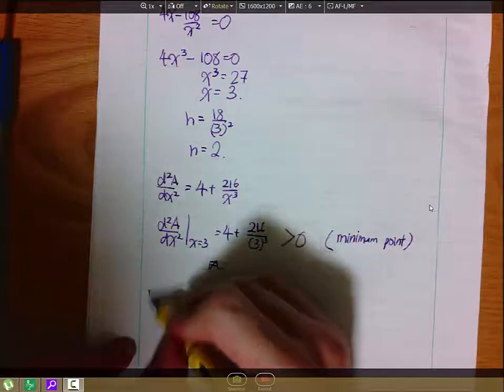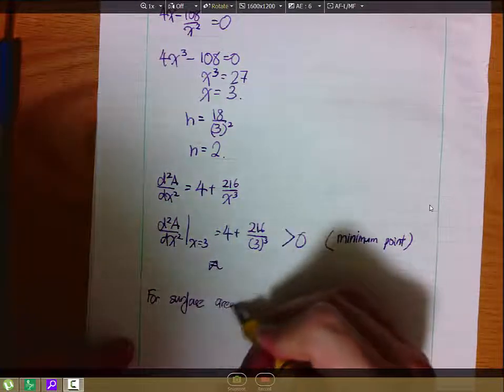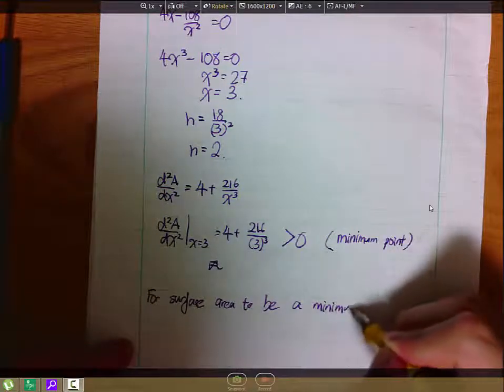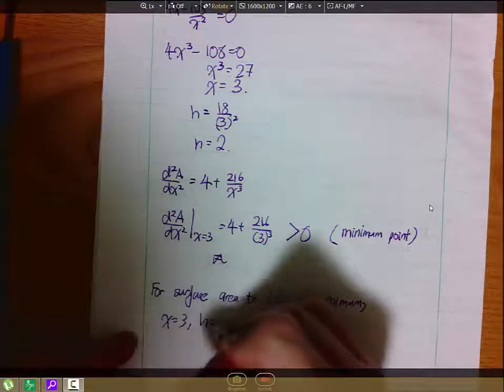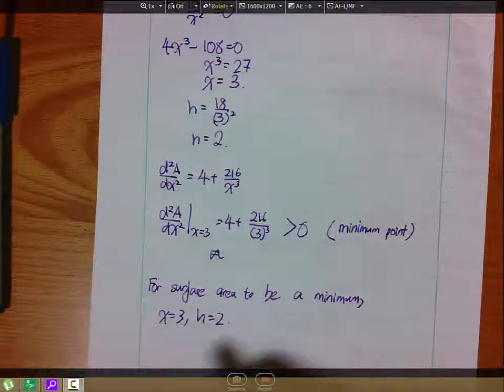Hence, for surface area to be a minimum, x is equal to 3 and h is equal to 2. And that is it for the examples from 16.1.